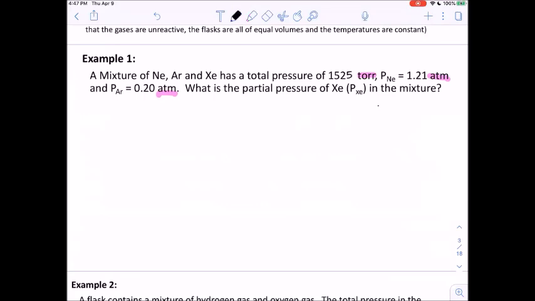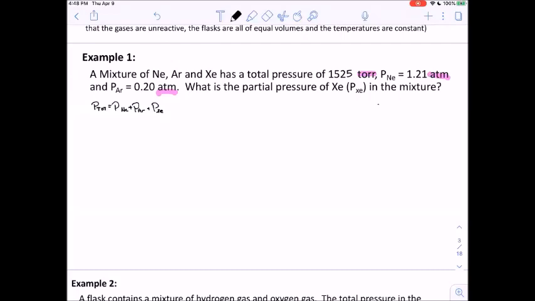So we know our formula tells us the total is equal to the sum of the 3 components. So we write down our formula, and there it is right there. The total pressure is equal to the sum of the pressure of neon, argon, and xenon in this container. Now we need to make sure that all of those pressures are in the same units. I have 2 of them in atmospheres currently and only 1 in torr, so it makes sense to just convert that torr into atmospheres.